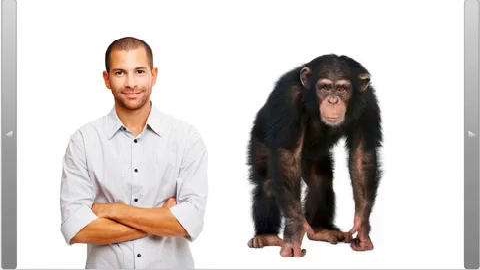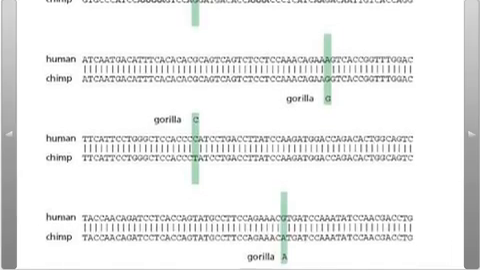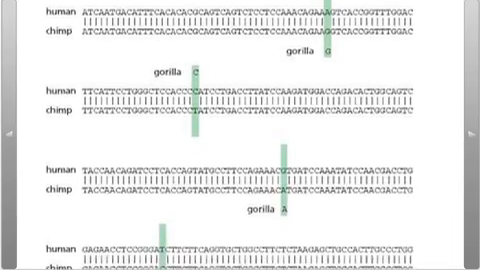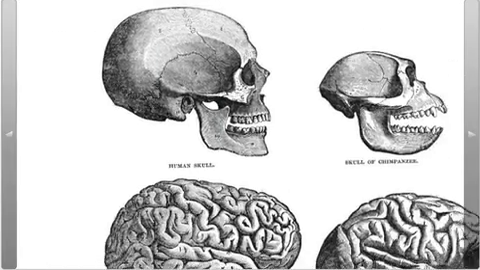Scientists are currently comparing the human and chimp genomes. They hope to identify genes that have changed over time to produce uniquely human features, including our large complex brain.